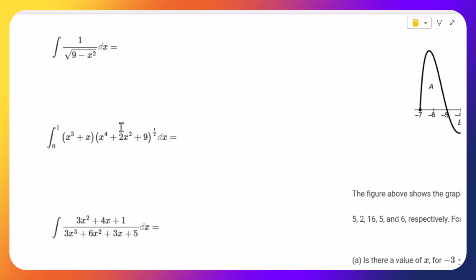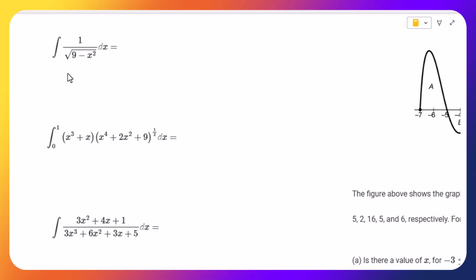This one is a particularly tricky one, this first one here. So I'll work through it all together. I really take my time with this one. For this one, I'm looking at the integral of 1 over the square root of 9 minus x squared, the antiderivative of that.